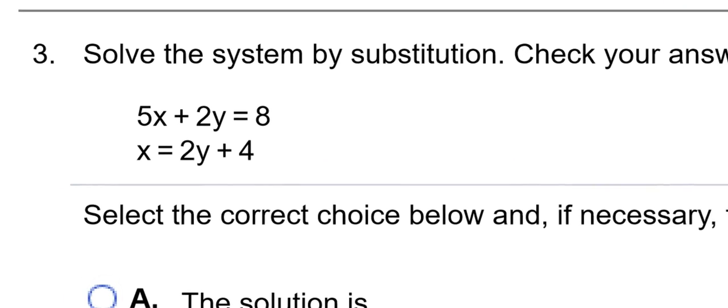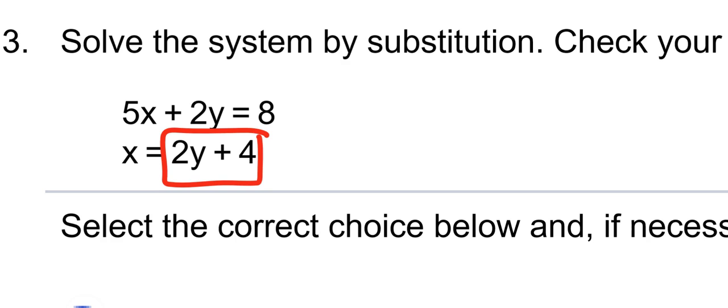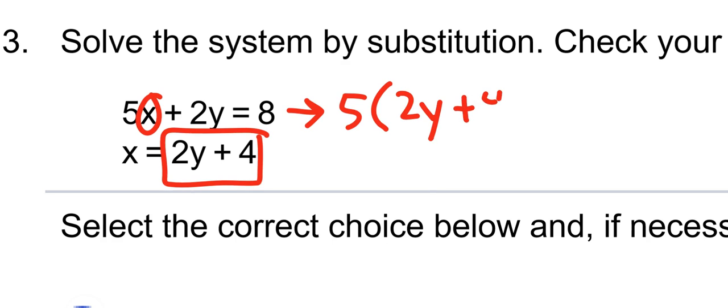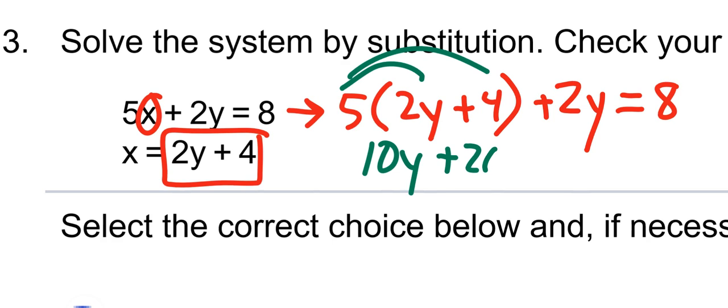Okay, question 3. Solve the system by substitution. What are we going to be doing with the 2y plus 4? Plugging it in for that x. So this first equation would look like this. Okay, go for it. Got yourself 10y plus 20 plus 2y equals 8.